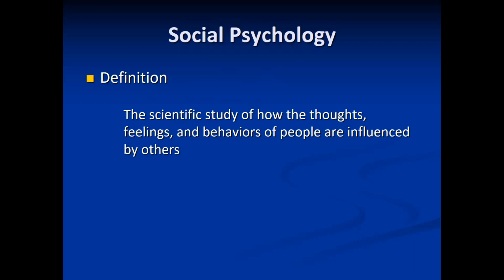Social psychology is the scientific study of how the thoughts, feelings, and behaviors of people are influenced by others. That is, it is the branch of psychology that realizes that we don't exist independently. We aren't completely autonomous. Instead, we are influenced by the people around us, and we in turn influence them.